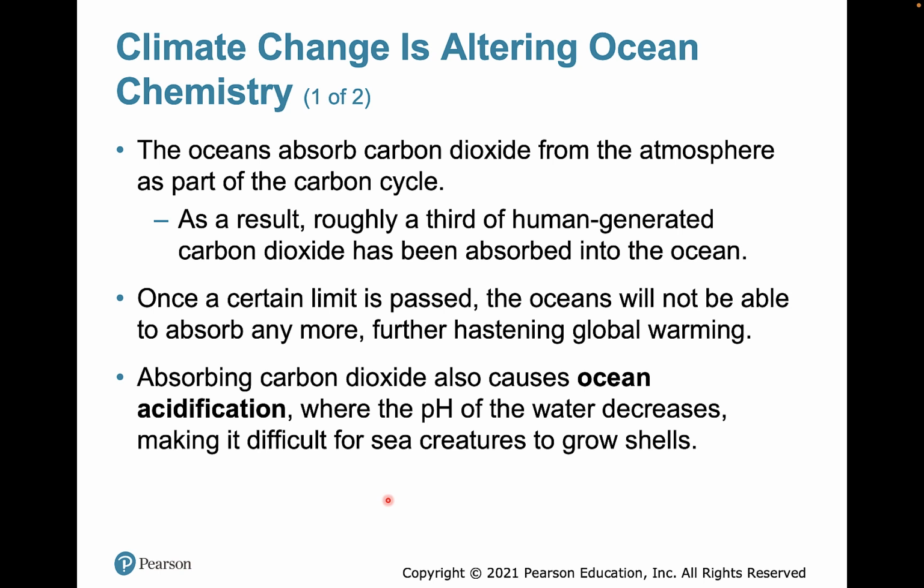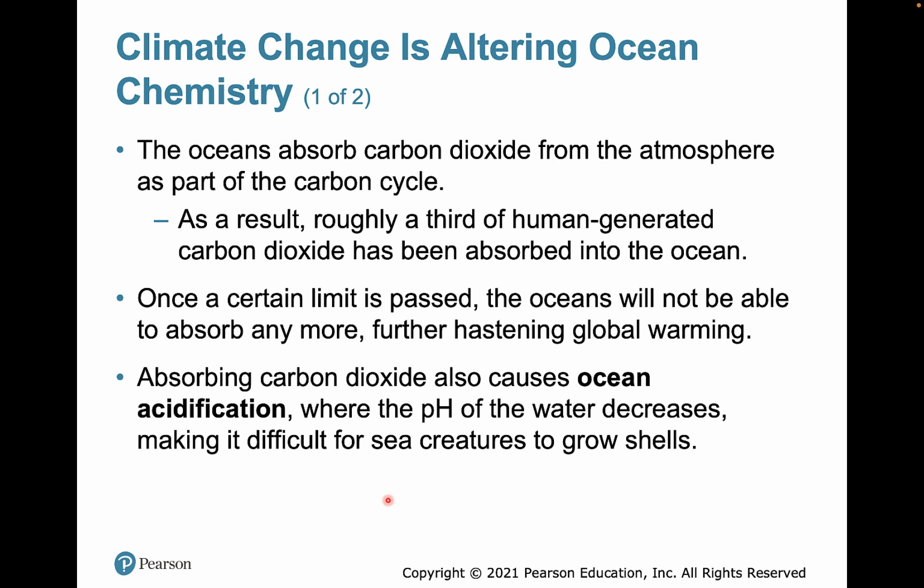So this idea of climate change, it's really changing ocean chemistry, which is then causing lots of issues. The ocean absorbs carbon dioxide from the atmosphere as part of the carbon cycle. The ocean is a natural sink for carbon, right? It's a giant sponge for carbon out of the atmosphere. About 1/3 of the human-generated carbon dioxide that we have created since the Industrial Revolution has made its way into the ocean. But there's a tipping point, okay? The sponge will fill.